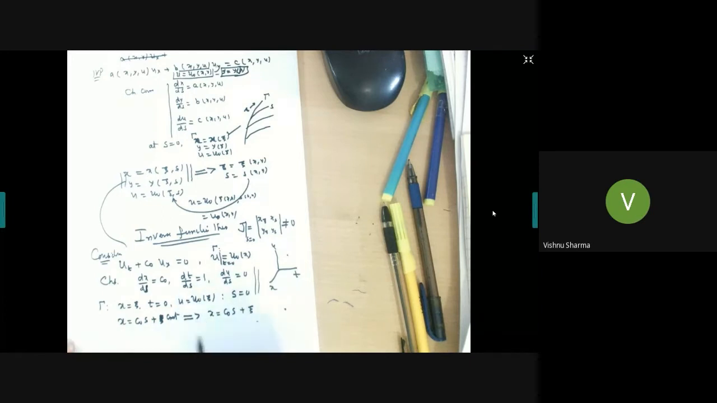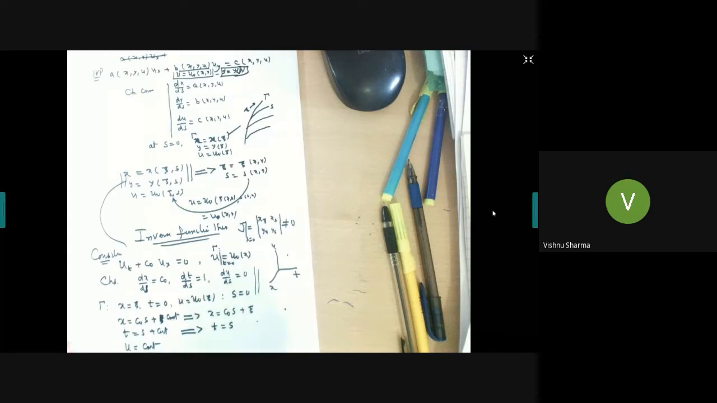Similarly, the second equation will give me t is equal to s plus some constant. At s is equal to 0, t is 0, so this constant turns out to be 0. So the characteristic is t is equal to s. The third one, u is equal to some constant. And now how to determine this constant?